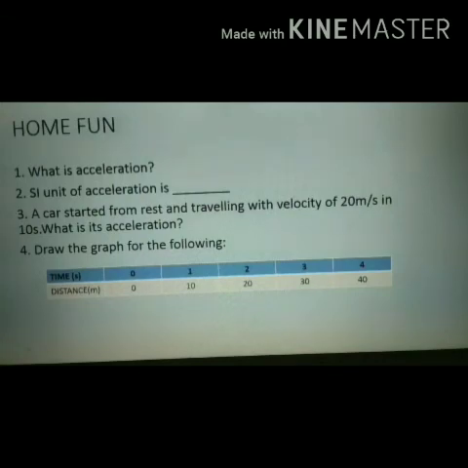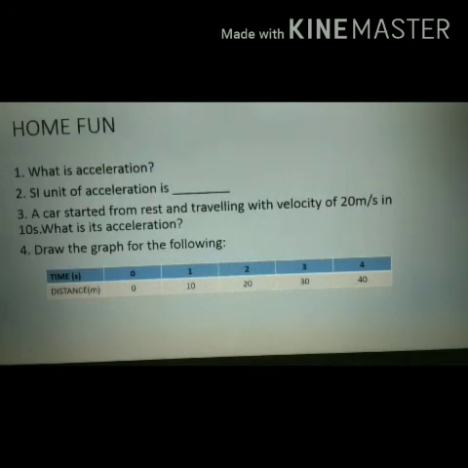Now you can do the homework. First question: what is acceleration? Second question: the SI unit of acceleration is dash. Third question: a car started at rest and reached a velocity of 20 meter per second in 10 seconds. What is its acceleration? For the third question, you should know the initial velocity, final velocity and time taken. By knowing these, you can find the acceleration value.